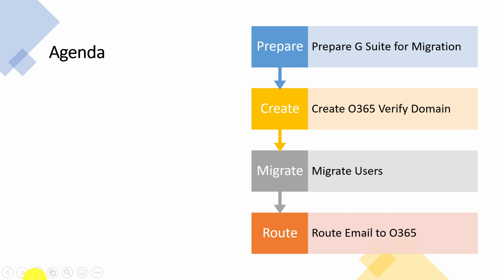During the migration, we're going to go through many steps, and the very first step we're going to do is to prepare Gsuite for migration. And then the second step, we have to create Office 365 and verify the domain ownership. Then we migrate users. Then finally, we're going to route emails from Gsuite to Office 365.